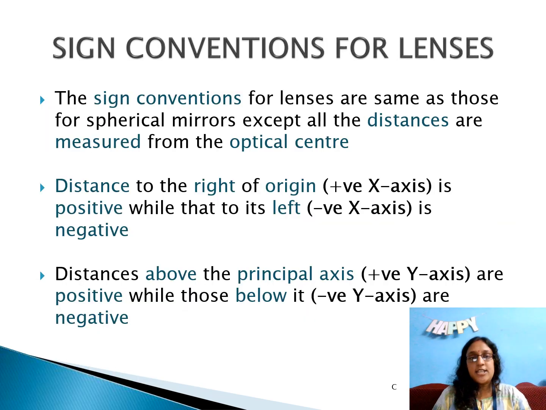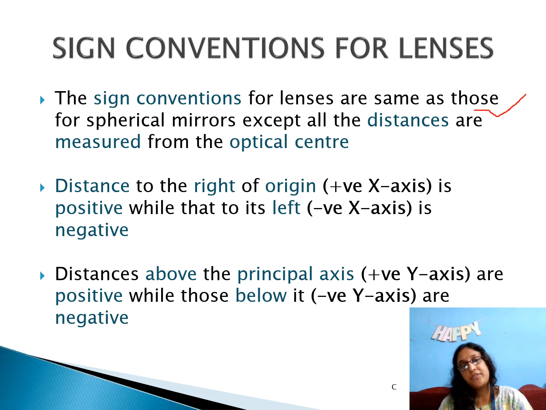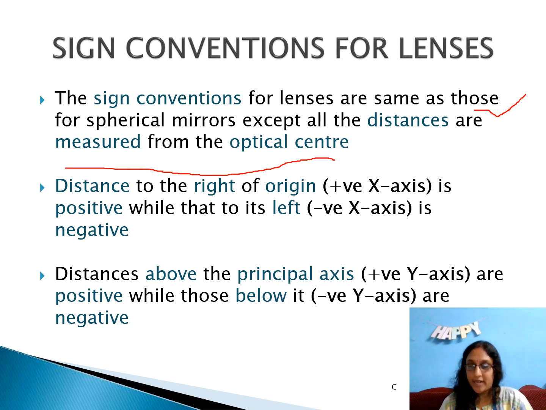What will be the next thing is your sign convention for lens. The same thing we saw for your mirror, right? So we are going to follow the same sign convention for lenses too. The sign convention for lenses is the same as that for spherical mirrors, except all the distances are measured from the optical center. It is mandatory, or compulsory, to measure the distance from the optical center. From the optical center only, we allot the sign convention for lenses.